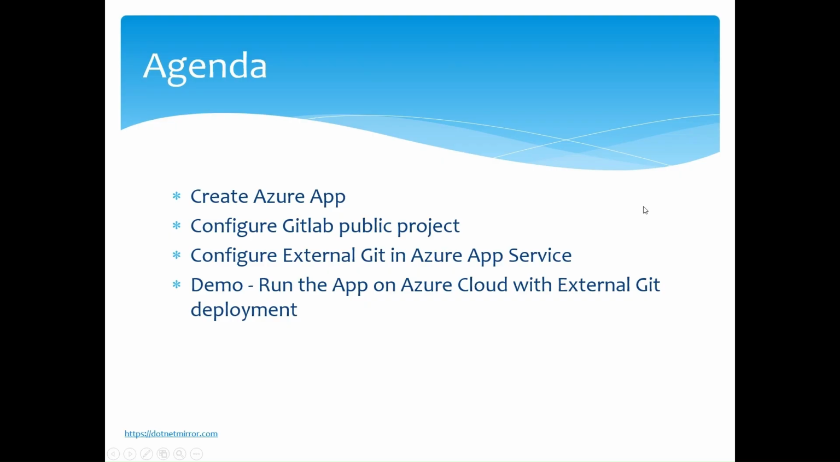In this video, we will create an Azure app. We will configure a GitLab project. We will configure the external Git repo in Azure App Service. We will run the demo at the end from the Azure cloud with external Git as a deployment option.